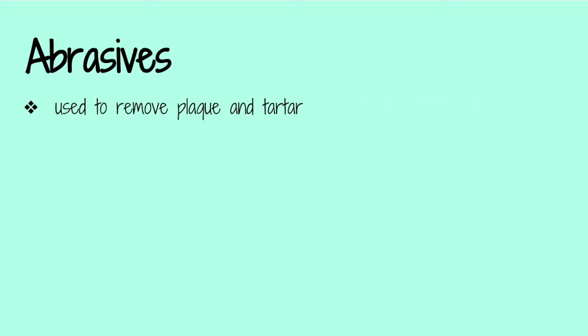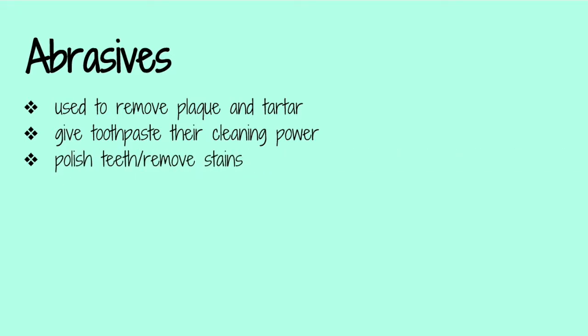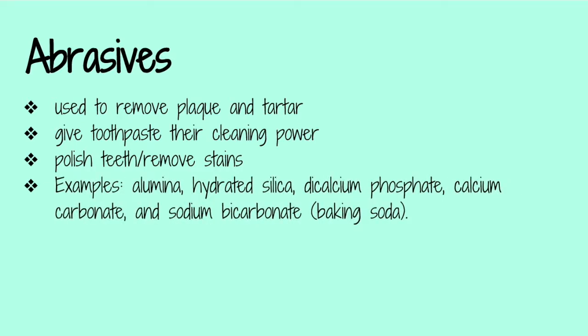Abrasives. Abrasives are used to remove plaque and tartar. They give toothpaste its cleaning power, and they also polish teeth and remove stains. Some examples are alumina, hydrated silica, dicalcium phosphate, calcium carbonate, and sodium bicarbonate.